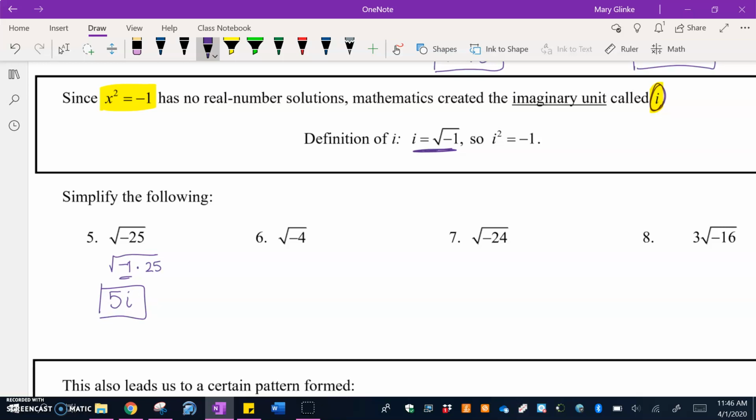For the next one, it's going to be similar. The square root of 4 is 2, and the square root of the negative 1 part is going to be I. So the square root of negative 4 becomes 2I.